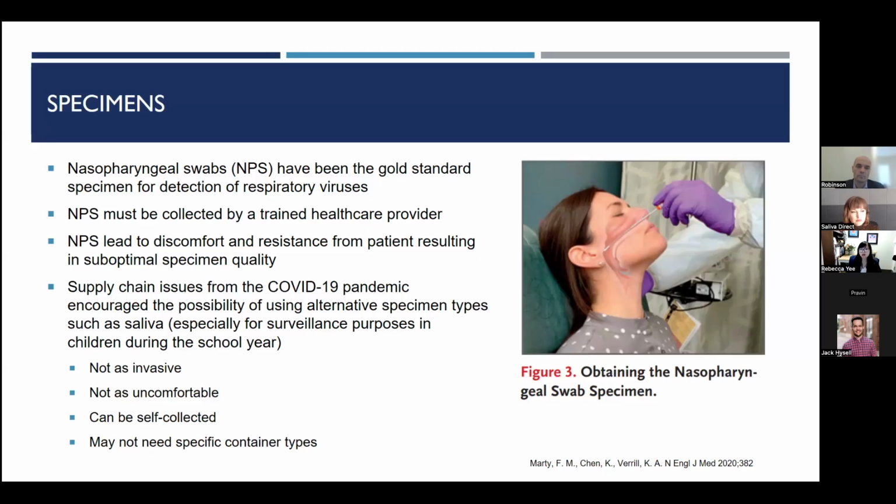During COVID-19, there were a lot of supply chain issues. Specifically, they didn't have enough swabs, there wasn't enough viral transport media. So that allowed us to think about alternative specimen types, such as saliva. Saliva as a specimen type is a lot better because it's not as invasive. Collection of saliva is not as uncomfortable. If anything, you can even self-collect, and you may not need specific container types as long as you have a sterile container.